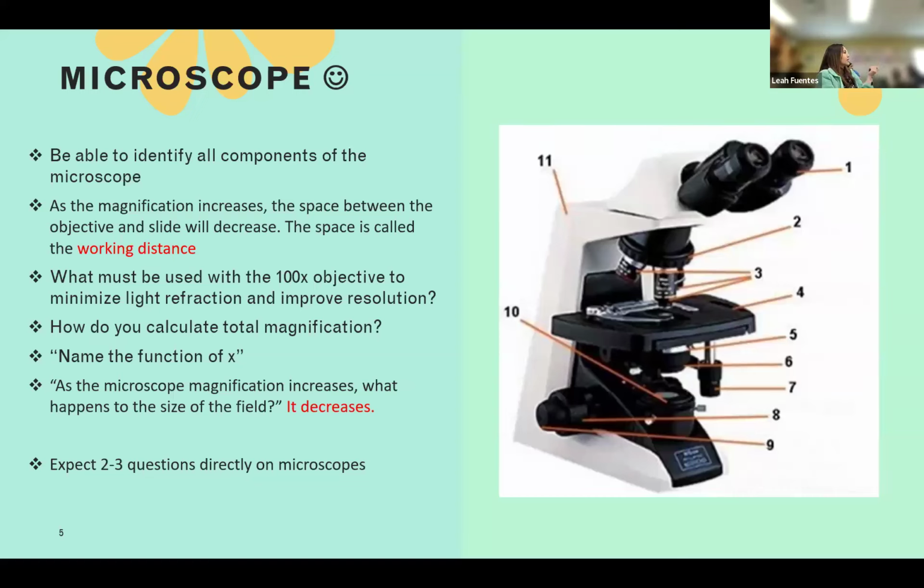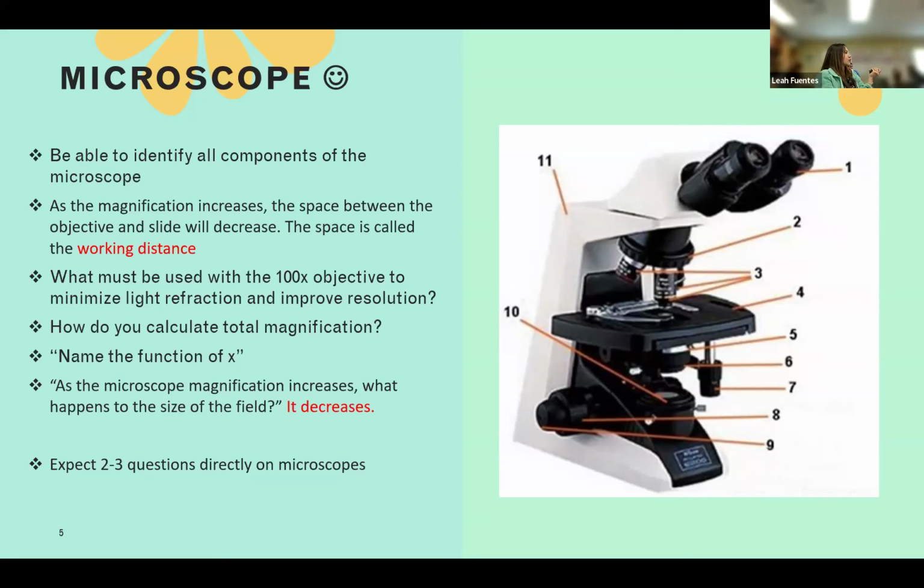And then another way that some of the questions are worded is like, name the function of x. So they can ask you, let's say number 1, identify what number 1 is. What is number 1? Ocular lens, and then they can say name the function of number 1. And so you would have to name the function: to see the slide.